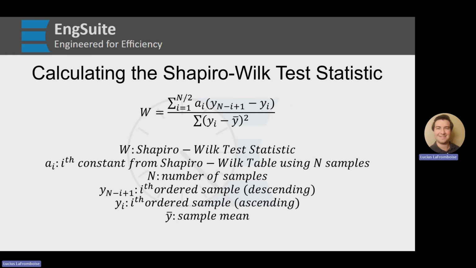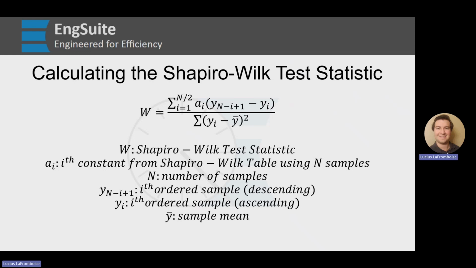The top is where it gets a little difficult and specific to the Shapiro-Wilk test. This is the sum from i equals 1 to n over 2 of ai times y n minus i plus 1 minus yi. So y n minus i plus 1 is the ith ordered sample in descending order. If you were to take all of your samples and sort them in descending order, it's the i index of that array. yi is the ith ordered sample ascending.